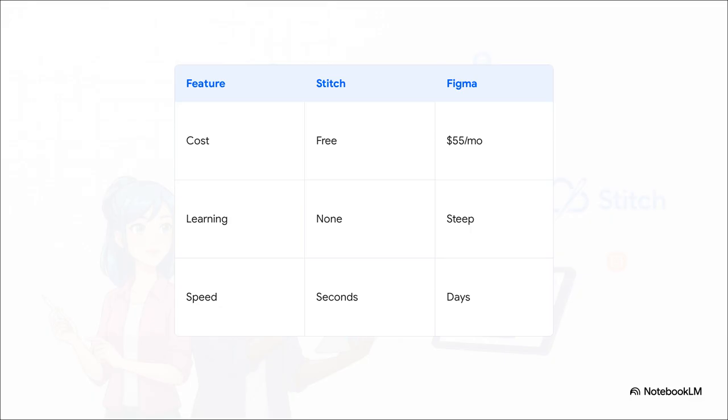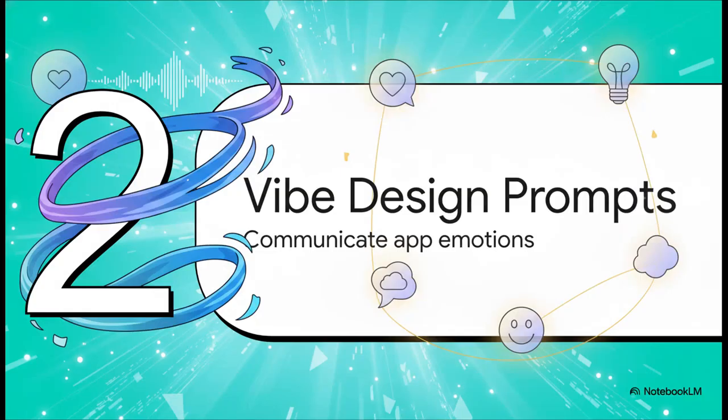Actually, this shift was so massive that when Google announced the 2.0 update back in March 2026, Figma's stock dropped by more than 4% that exact same day. No joke. And Stitch isn't just some toy. It's a true AI-native UI design tool built right on top of Google Labs Gemini 3.0 models. Moving right along to part 2, mastering vibe design prompts. This is all about communicating your emotional app goals.